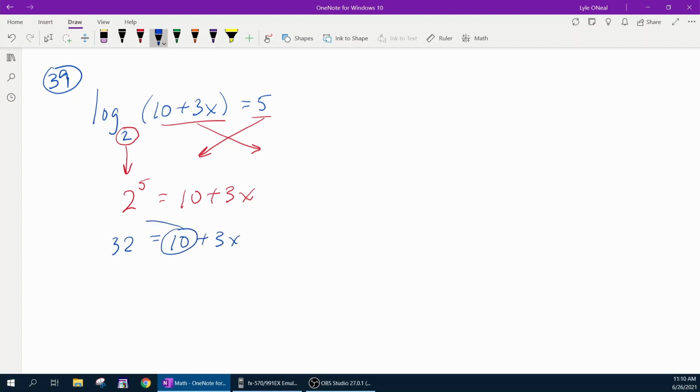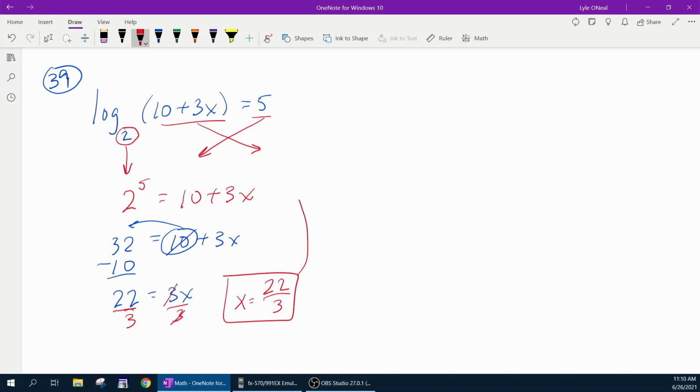We're going to bring the 10 over. That's going to make it minus 10, which gives us 22 equals 3x. And the last step, divide both sides by 3. And that's not going to reduce, so we're going to leave that improper, because that's the way I like it. And we're done. Now, the other thing is you can plug this back into the original problem and check it.